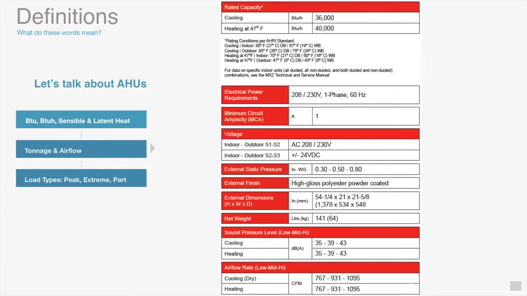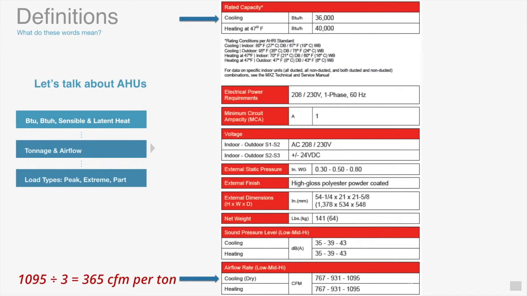So here we've got another submittal for a different piece of equipment. This is a 3-ton piece of equipment. You can see that right there, 36,000 divided by 12,000 equals 3. And so this is a 3-ton unit. And, you know, what you would expect to see is exactly what we're looking at down here.